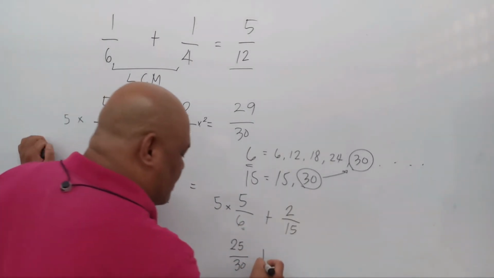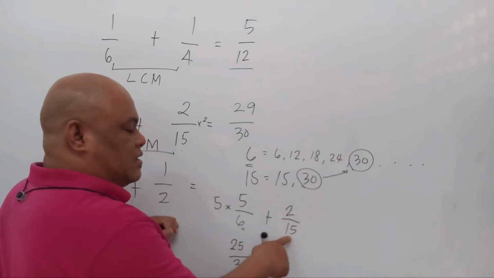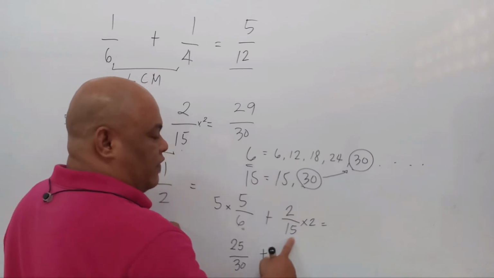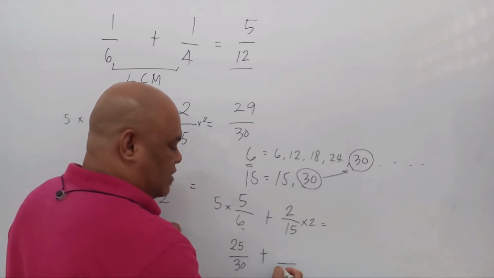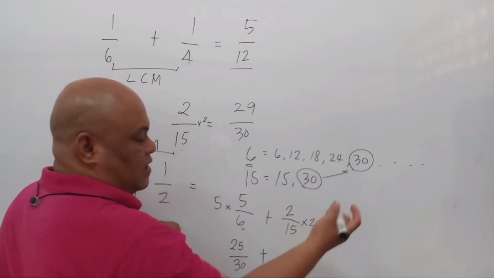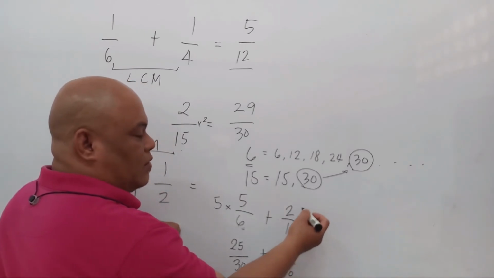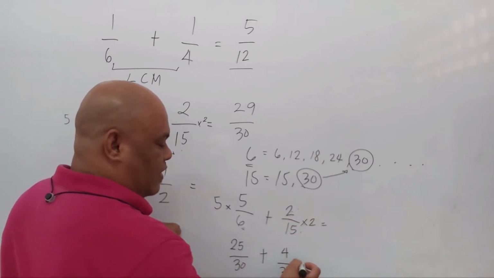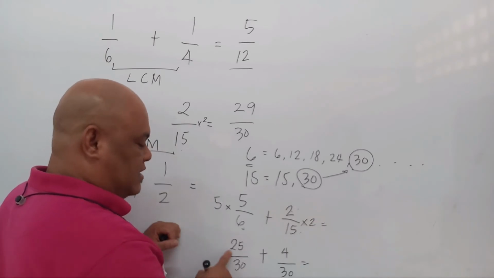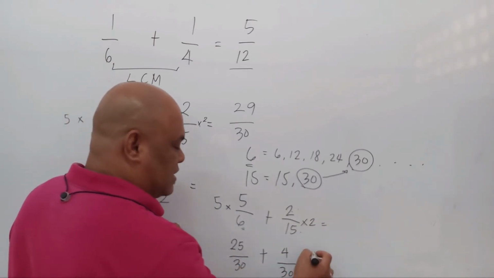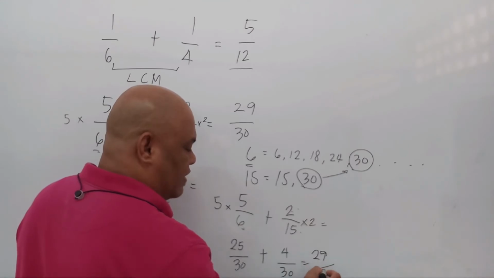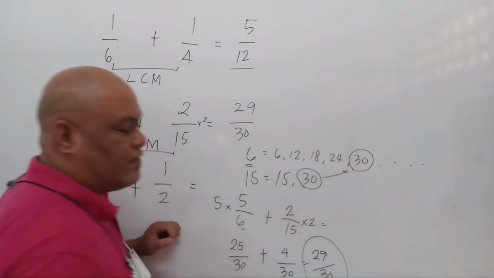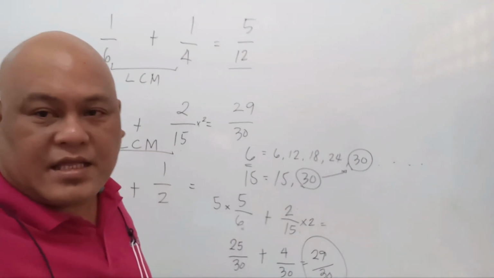So now, how do you get 30 in 15? You have to multiply by 2. 15 times 2 is 30. And then, what you did in the denominator, you have to do in the numerator. So 2 times 2 is 4. Now, the answer is 25 plus 4 is 29 over 30. So the answer is 29 over 30. That is correct.